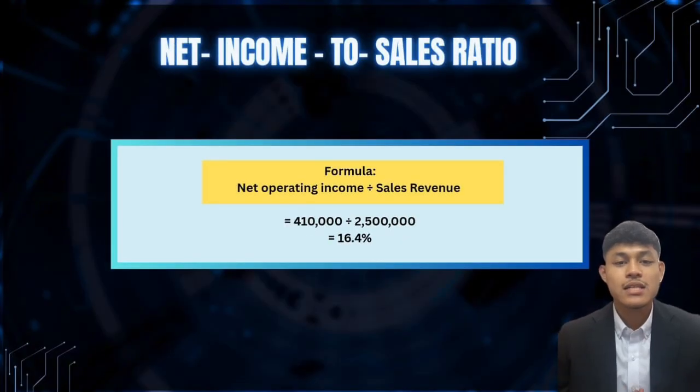The net income to sales ratio measures how efficiently a company turns revenue into profit. In this example, we divide the net operating income 410,000 by the sales revenue of 2,500,000, giving us a ratio of 16.4%. This means 16.4% of every ringgit earned is retained as profit, indicating strong profitability. Monitoring this ratio helps businesses assess financial performance and make informed decisions.